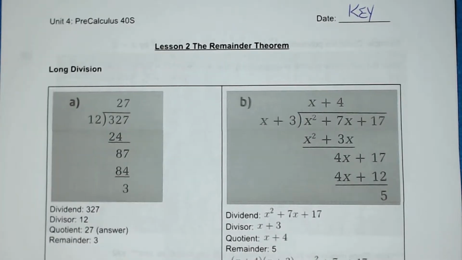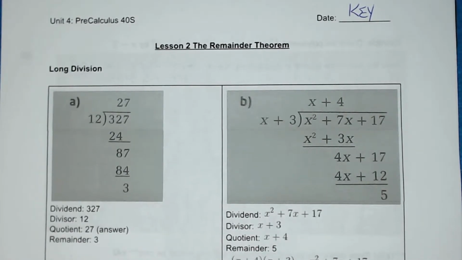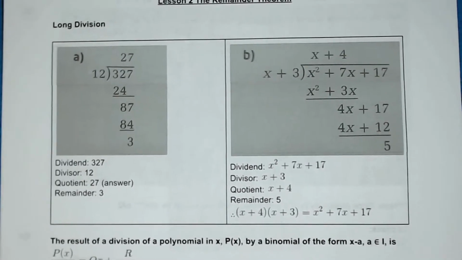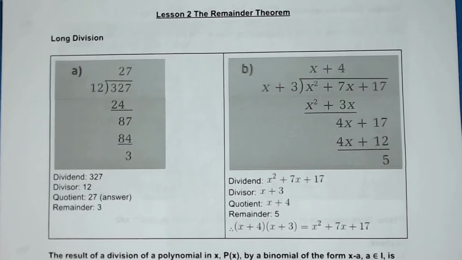Welcome to Unit 4, Lesson 2, the remainder theorem. Now that we know what a polynomial looks like, we're going to learn how to do long division with it. Polynomials are functions that are made up of factors, and typically those factors look something like this: x plus 4, x plus 3. And we're going to learn how to find those factors today from a given polynomial function.